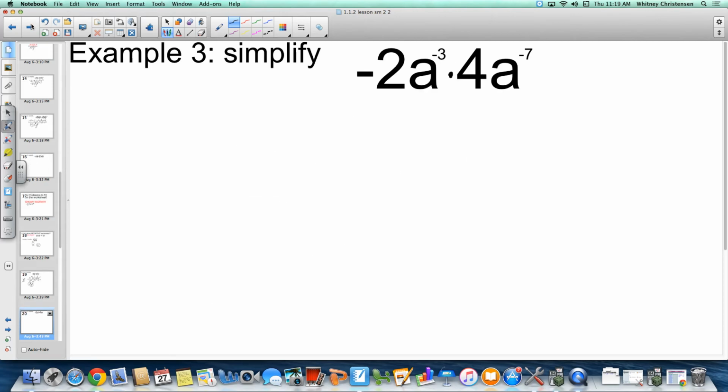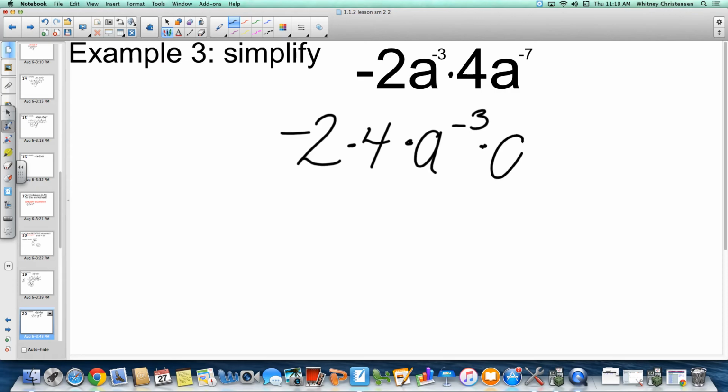Okay, something like this, negative 2 times a to the negative 3 times 4 times a to the negative 7. You would just reorder it. Negative 2 times 4 times a to the negative 3 times a to the negative 7. This is the last one, I think, and then I'll let you finish up the worksheet, but I need you to watch this one. Does everybody understand how I just reordered that? Yes. We're all okay with that.